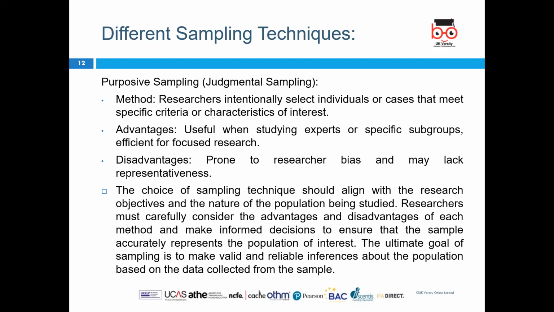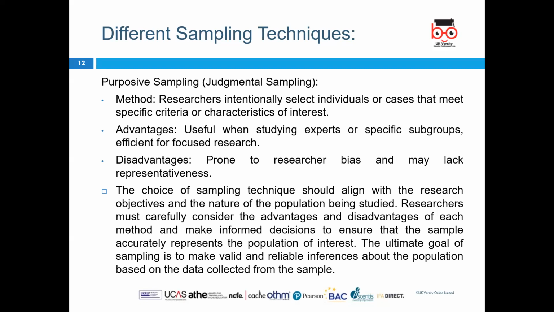So now we look into how to use the sampling technique. Basically, the choice of sampling technique should be based on the research aims and objectives and the nature of the population that is being studied. For example, researchers may consider the advantages and disadvantages of the different sampling techniques, and they should make informed decisions on which sampling technique is more accurate.